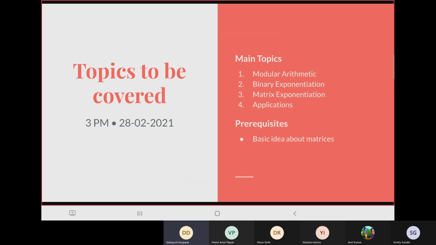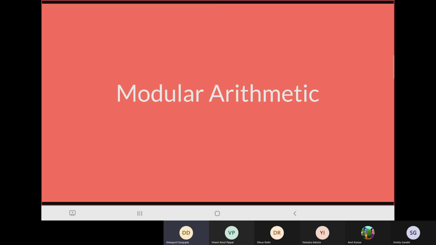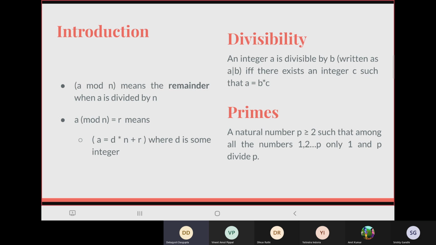Yes. So, topics to be covered are modular arithmetic, binary exponentiation, matrix exponentiation, and some of their applications. We will be covering. Also, the prerequisite is just that you should have a basic idea about how matrices are multiplied and those things. I had shared the document in the resources, but still I will be discussing in brief what it is. So first we will start with modular arithmetic.